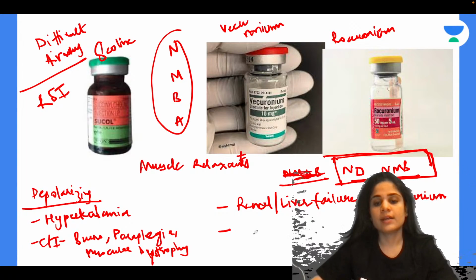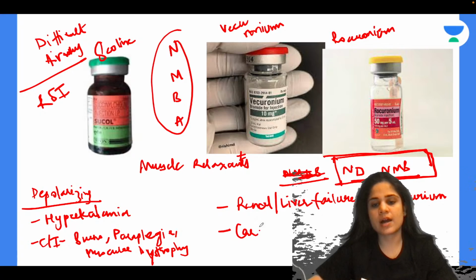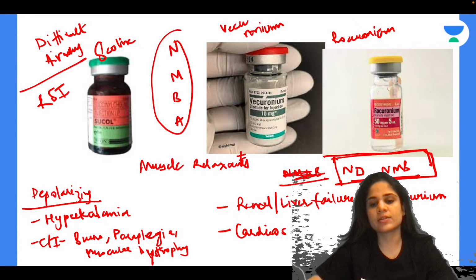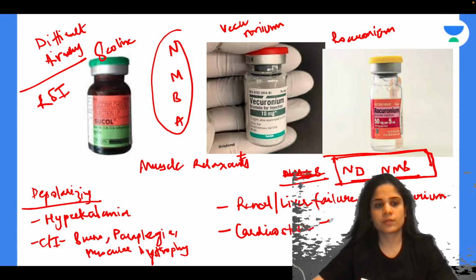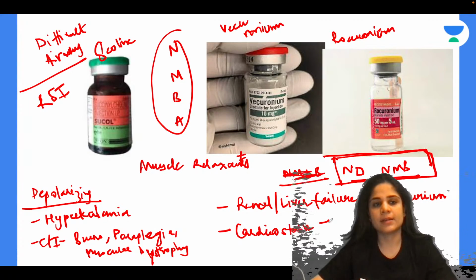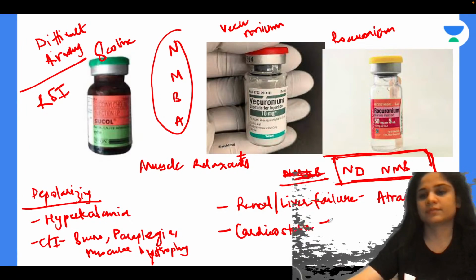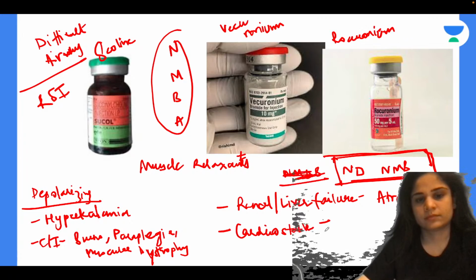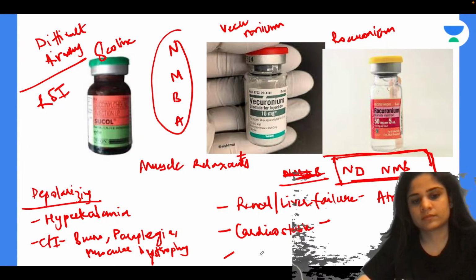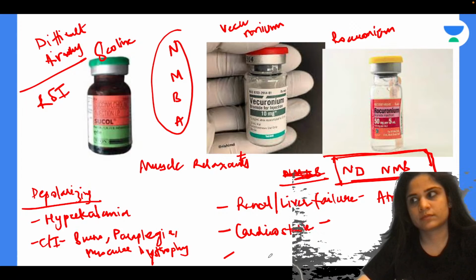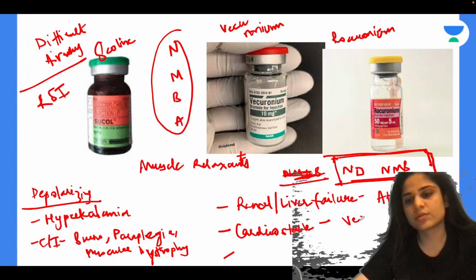Alright, so the next question that I want to ask you guys is, what is the most cardio-stable non-depolarizing neuromuscular blocking agent? The one which causes the least changes in heart rate and blood pressure. Since there will be some problems in seeing, I am just moving a little bit. Very good, Swapnil. So it is vecuronium. Vecuronium is the most cardio-stable non-depolarizing neuromuscular blocking agent.